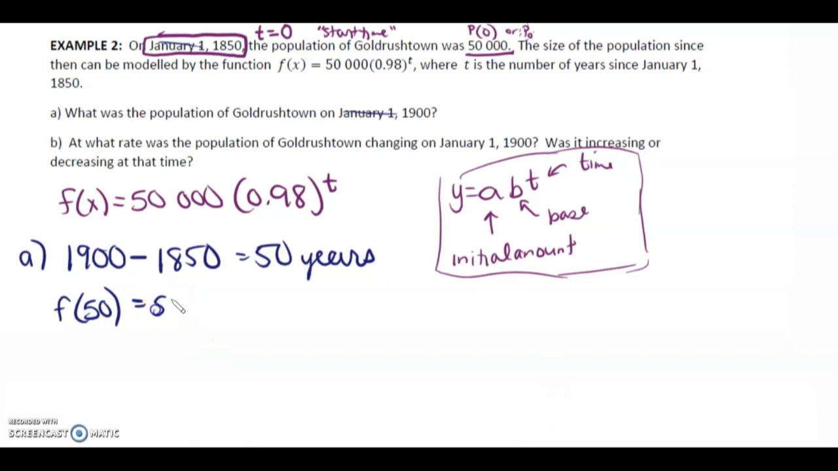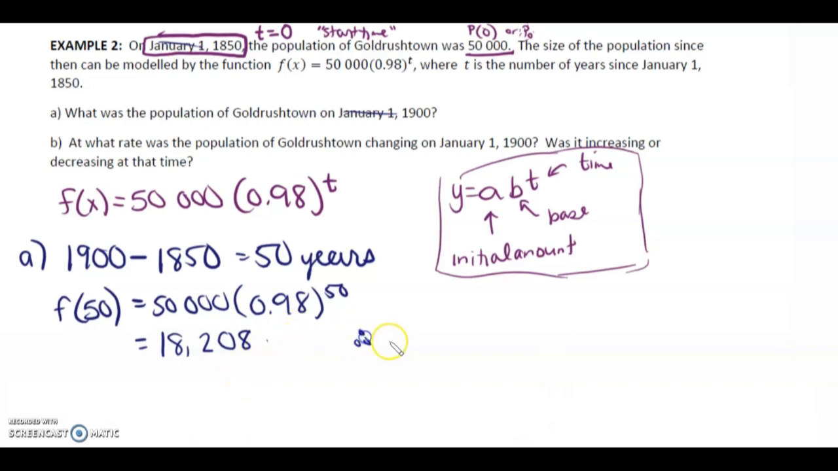It's going to be 50,000 times 0.98 to the exponent 50. Then we just get out our calculators and solve for it. 18,208. Okay, there are decimals, it's decimal 484. I'm going to leave it as a whole number, because when I talk about population I want whole numbers, since people can't come in non-whole numbers.